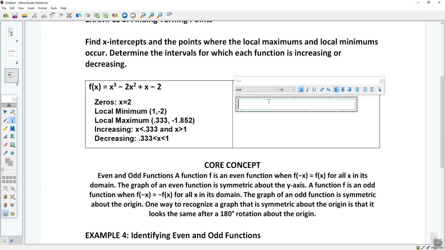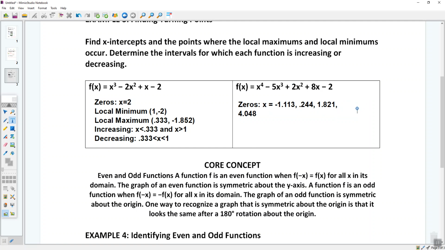Okay. You guys ready for zeros for me? Negative 1.113, 0. Okay, next one. 0.244, 1.821, and 4.048.